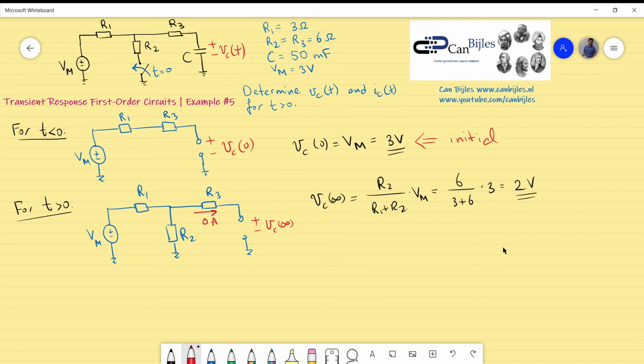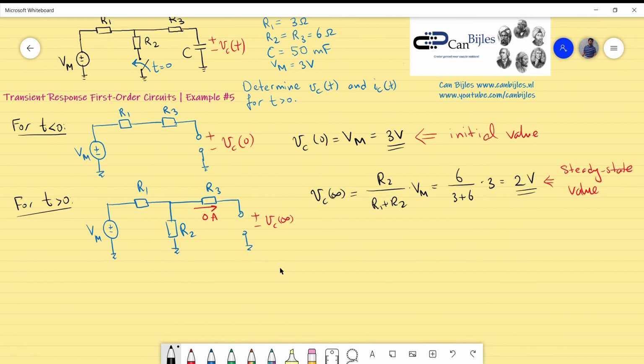Initial value, and this one is the steady state value or the final value. Steady state value. All right. Okay, let's go to the next and final situation, which is the time constant.